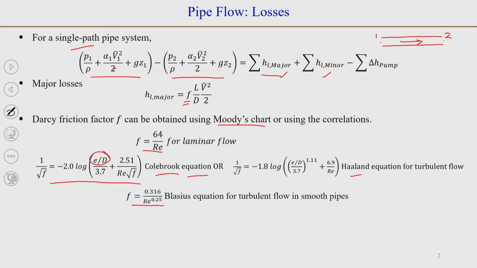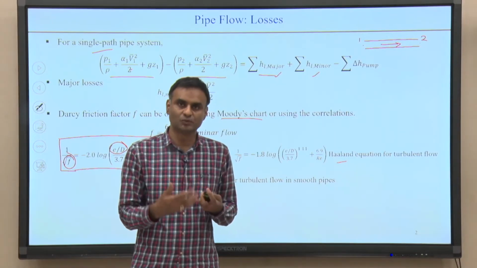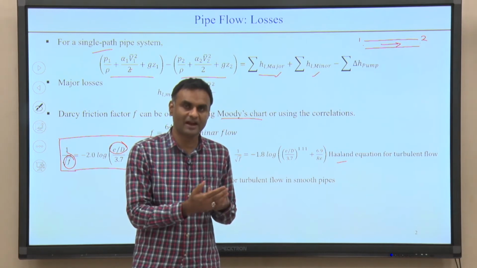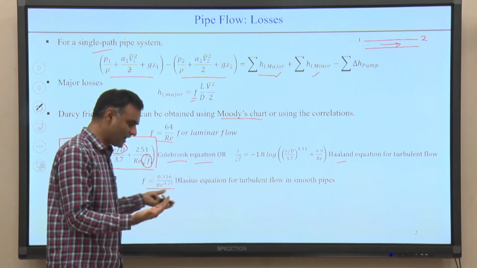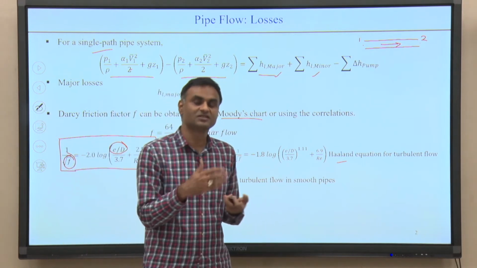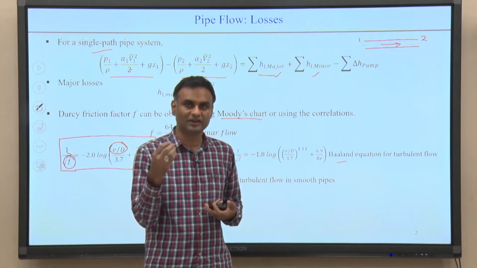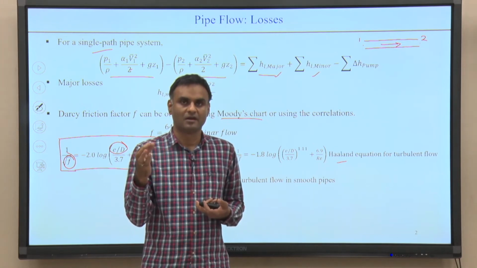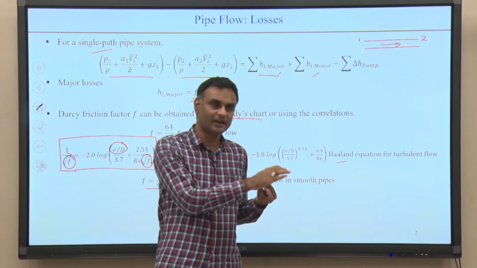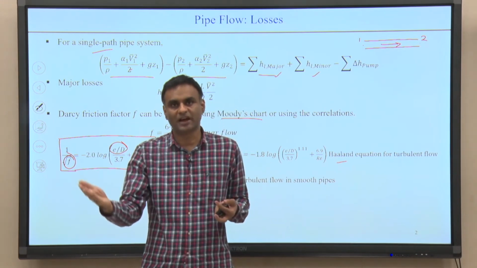So, e by D. If you look at the structure of this equation, you have f on the left hand side and you have f on the right hand side, and this is in the log. So, if you want to solve this equation, you cannot do it explicitly. You might need to assume a value of f first and then get a new value of f, and then again do the same exercise and keep doing it until you converge to the value of f that you started the iteration with, and that you get as a final answer.